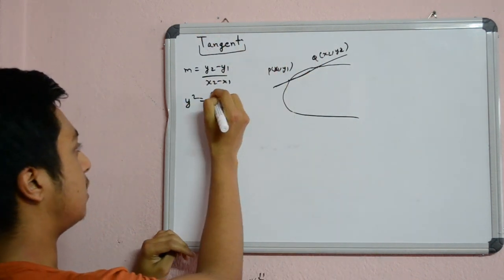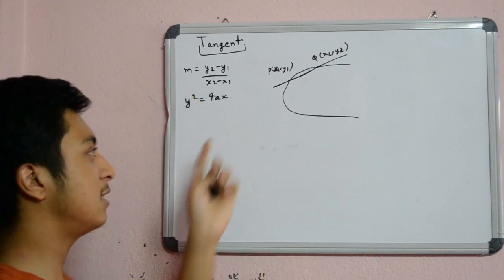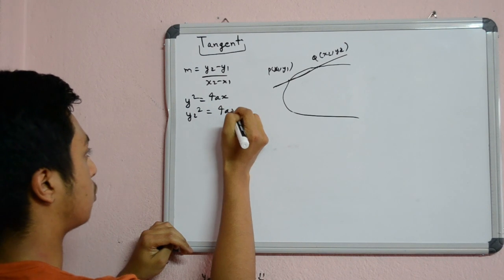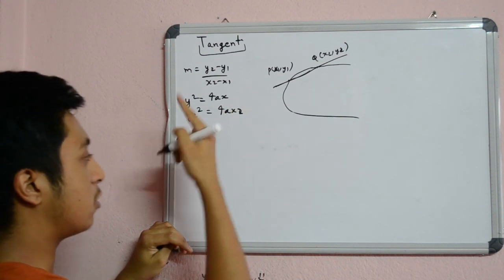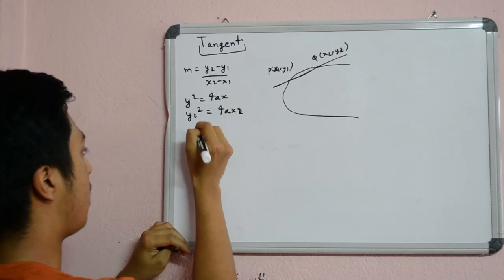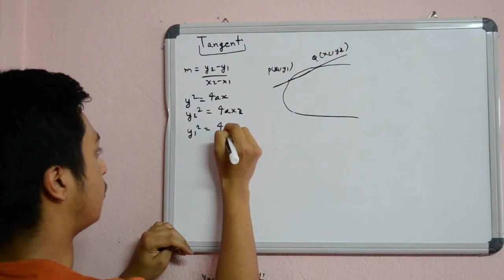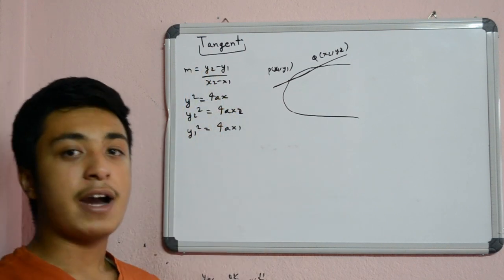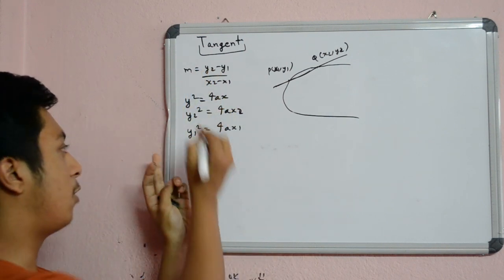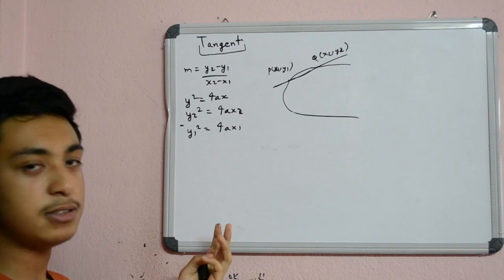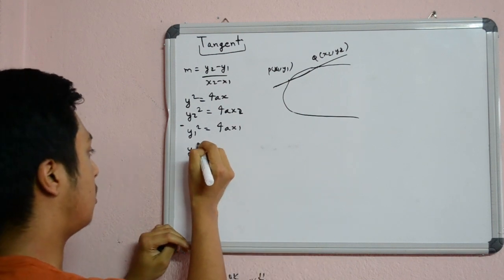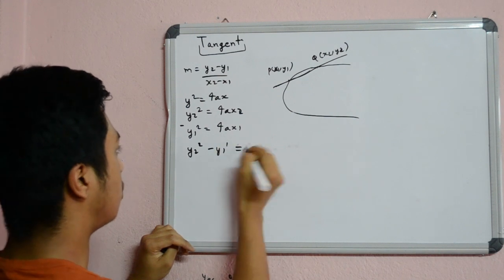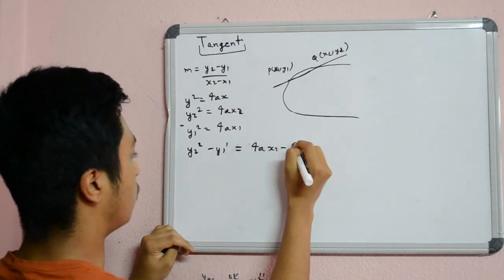So for this parabola, generally it's y square equals 4ax, and for a point x2 comma y2, it'll just be y2 square equals 4ax2, and for y1 it will be y1 square equals 4ax1. And here, as you can see in the slope, we are trying to find y2 minus y1. So simply from these two equations, you can just subtract them. So it will be y2 square minus y1 square equals 4a x2 minus 4a x1.